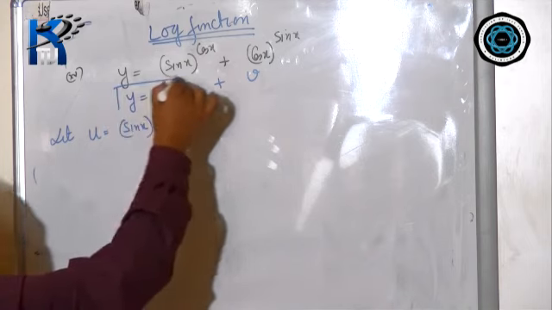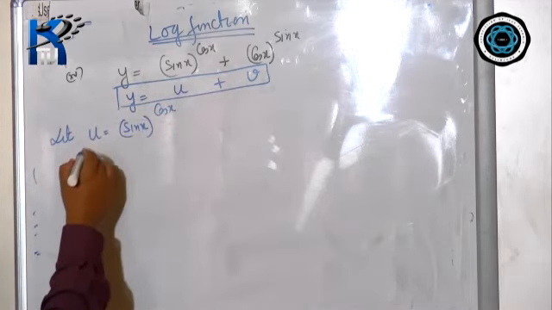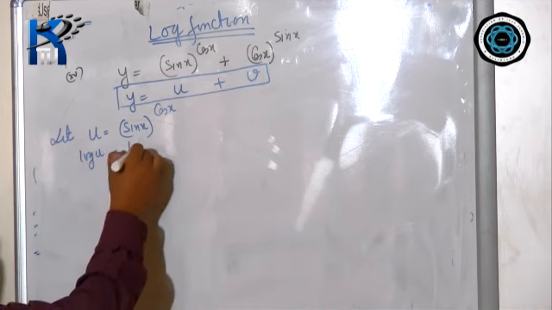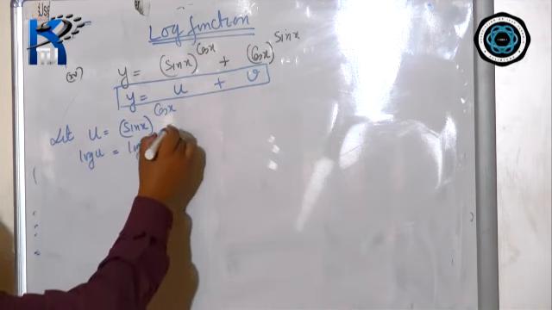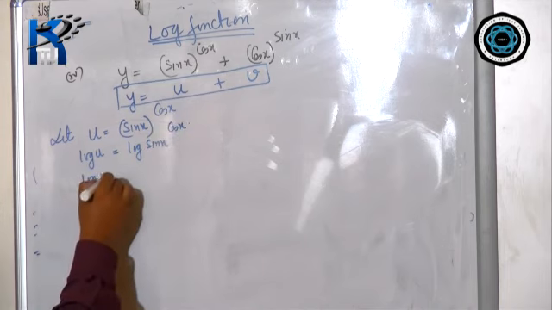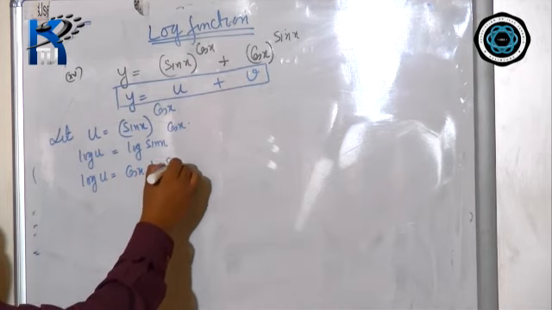Don't forget this part, so u. Now please help me out. When you apply log on both sides, what do you get? Log u equal to log sin x to the power cos x. So log u as it is, cos x comes in front, so you get log sin x.